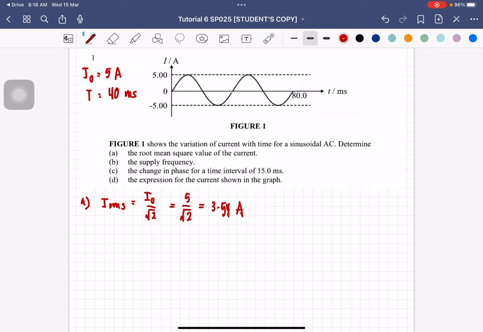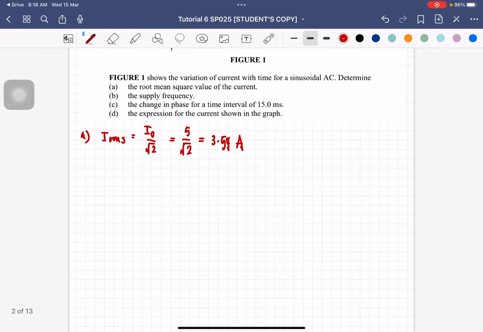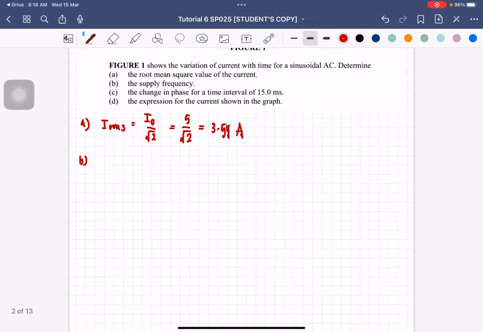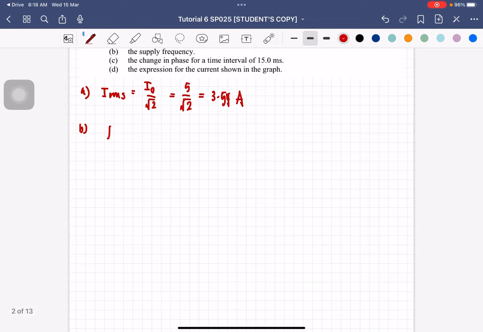All right. Okay, next, what do we need to find? We need to calculate the supply frequency, that is f. So how do we find f? We know that f is related to the period. So that is 1 over T, which gives us 1 over 40 milliseconds, which will equal 25 hertz.